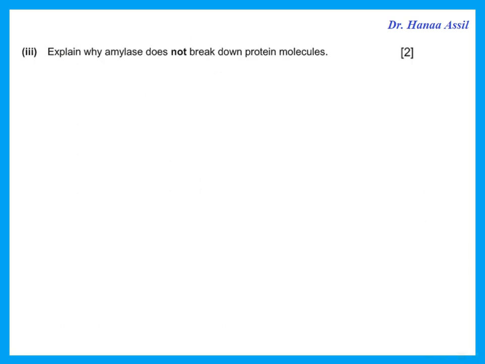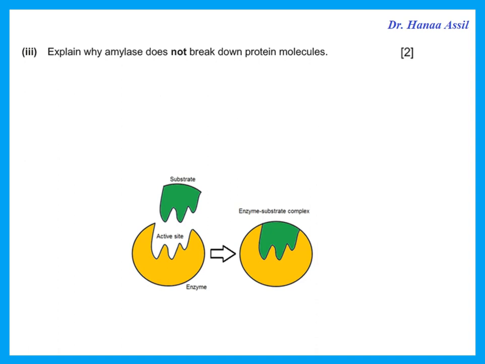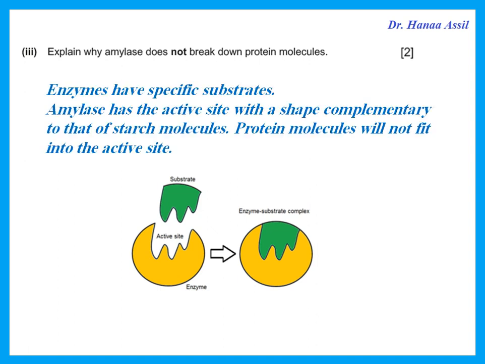Explain why amylase does not break down protein molecules. Remember that for any enzyme, we say enzymes are specific. That means each enzyme acts only on a specific substance or a specific substrate. So amylase, for example, will act on starch, but it will not act on anything else. This is because the enzymes are specific for specific substrates.